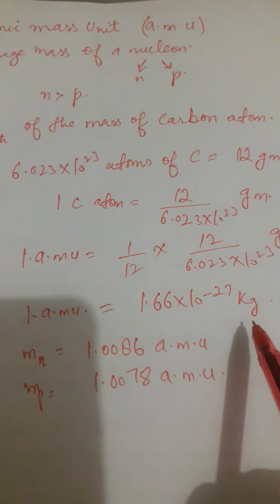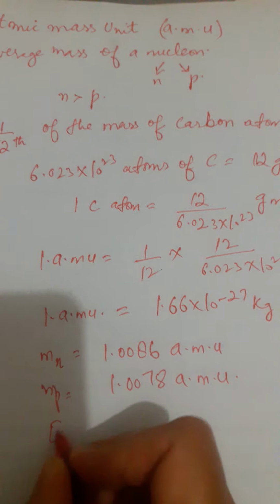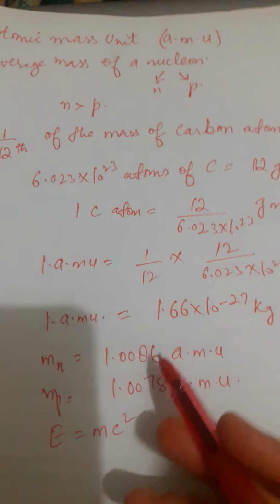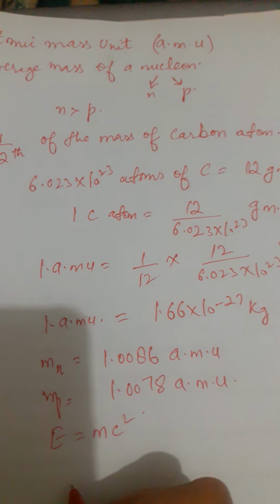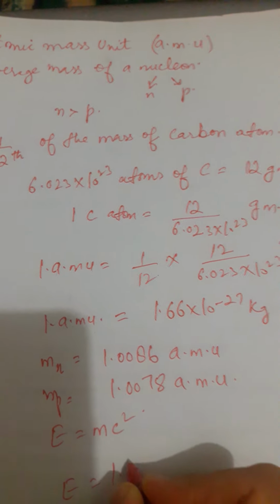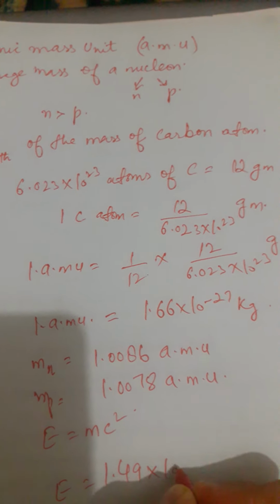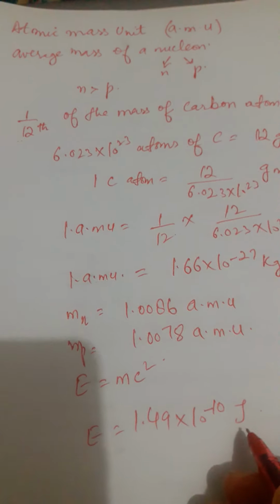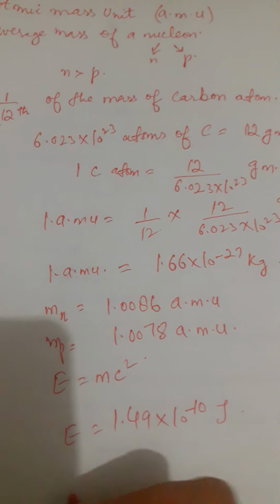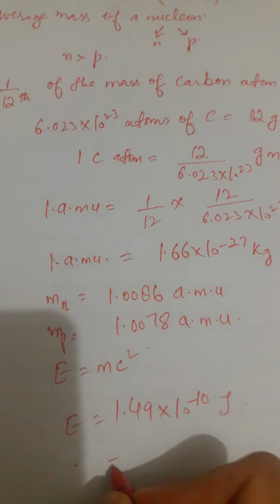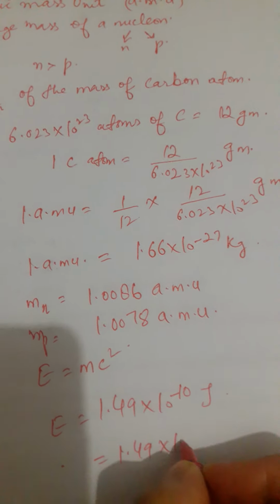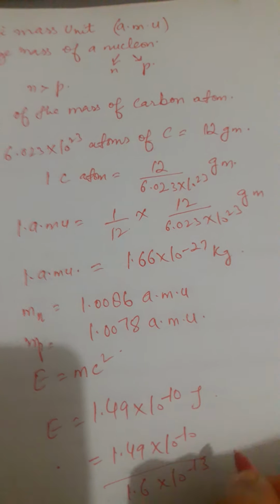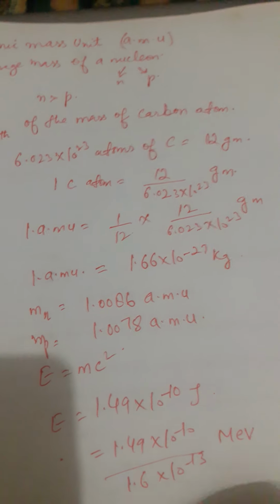minus 27 kg. Now we know the famous relation E equal to mc square. When we substitute for m this average value, and for c the velocity of light, we get energy equal to 1.49 into 10 to the power minus 10 joules. Now we can express the joules in terms of mega electron volt or electron volt. So we divide this value by 1.6 into 10 to the power minus 13. So that gives the value in terms of mega electron volt.